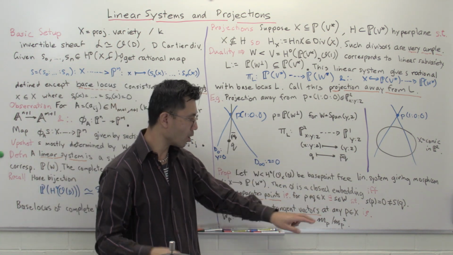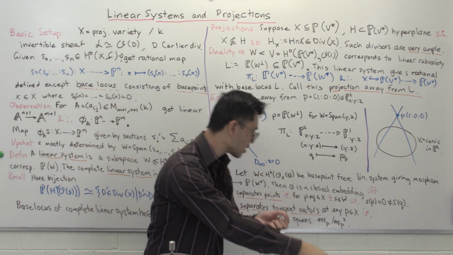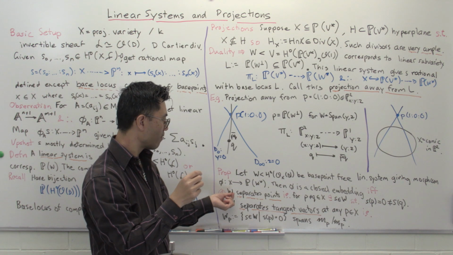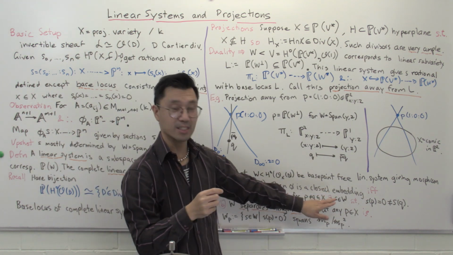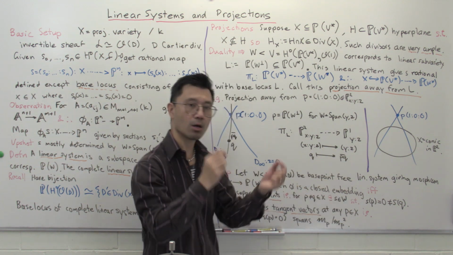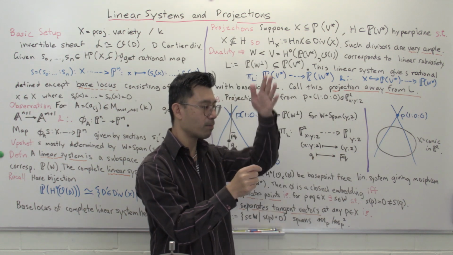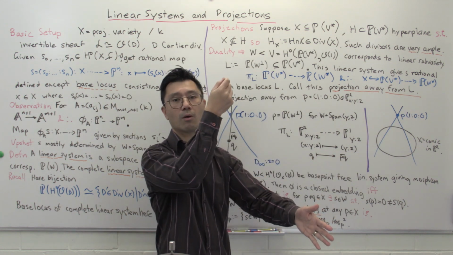If you have two separate points P and Q inside X, you want to say they don't get mapped to the same point, and that's given by the fact that W separates points in the following sense. It means that there exists an S, an element of W, which separates the two in the sense that S of P is equal to 0, so it'll be 0 on one, but non-zero on the other one.